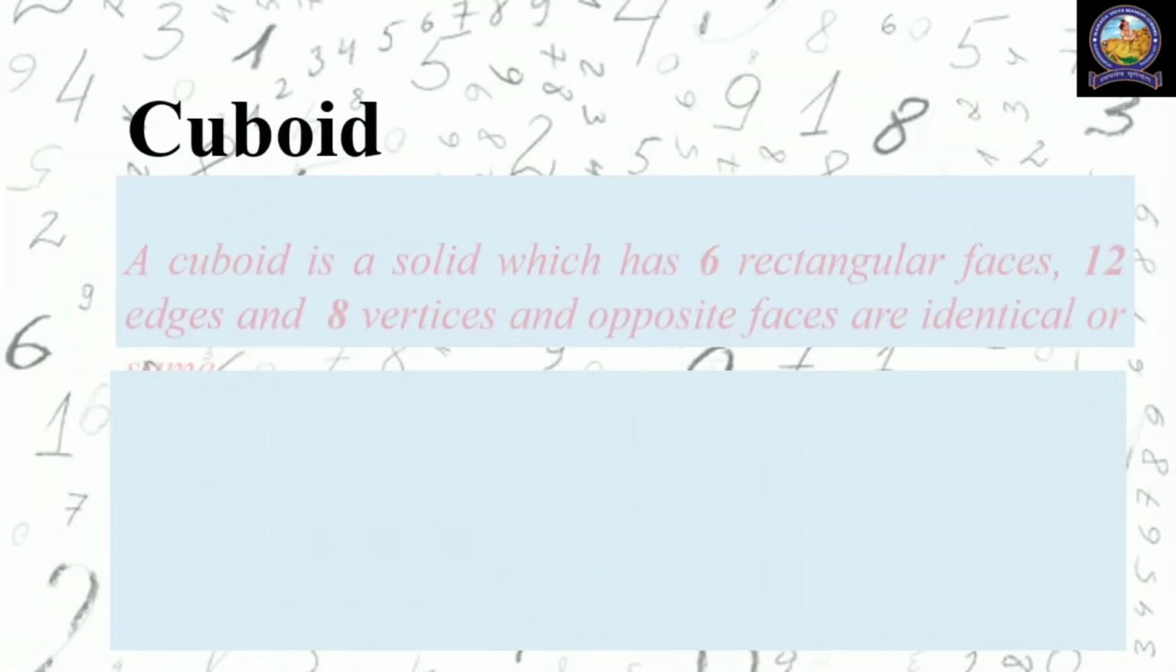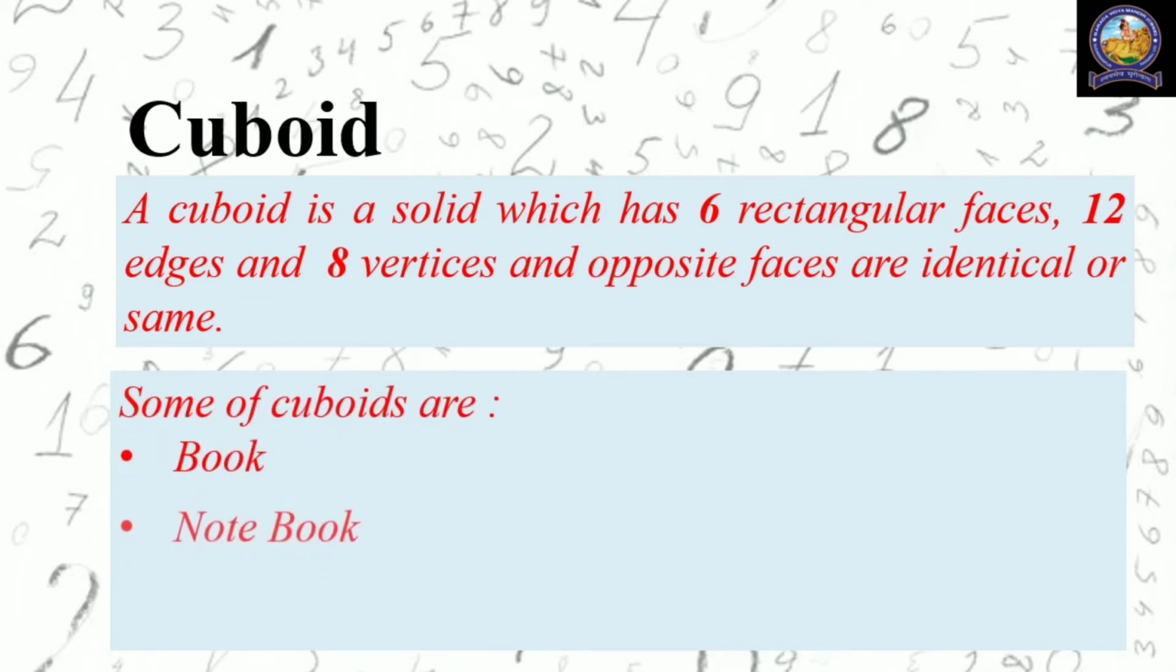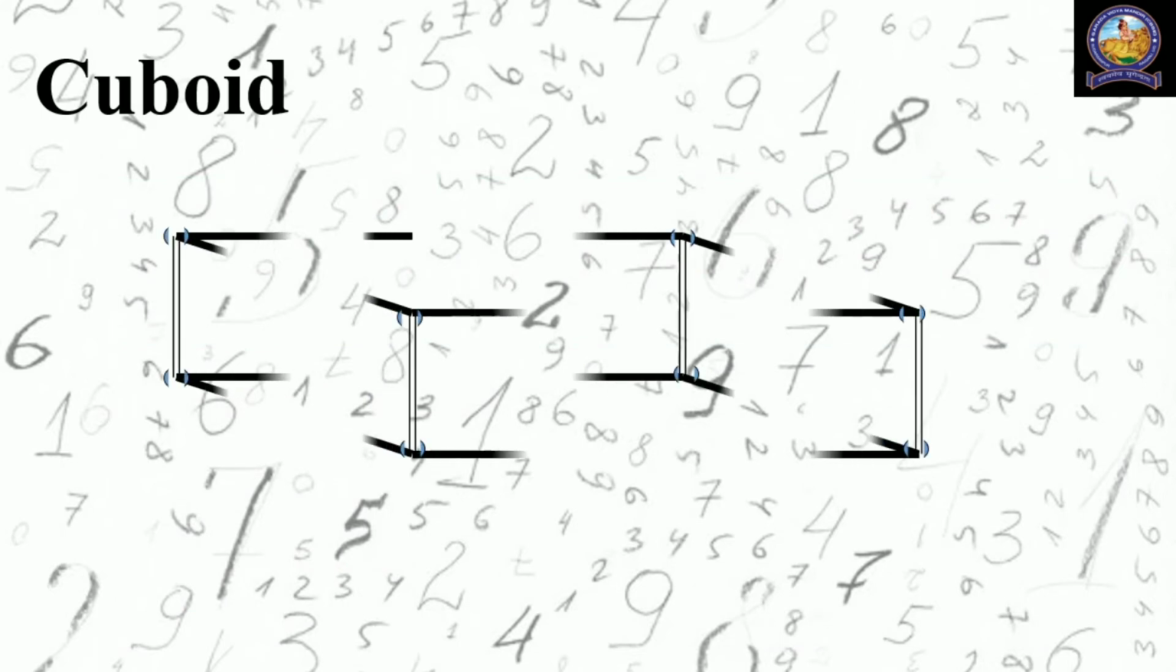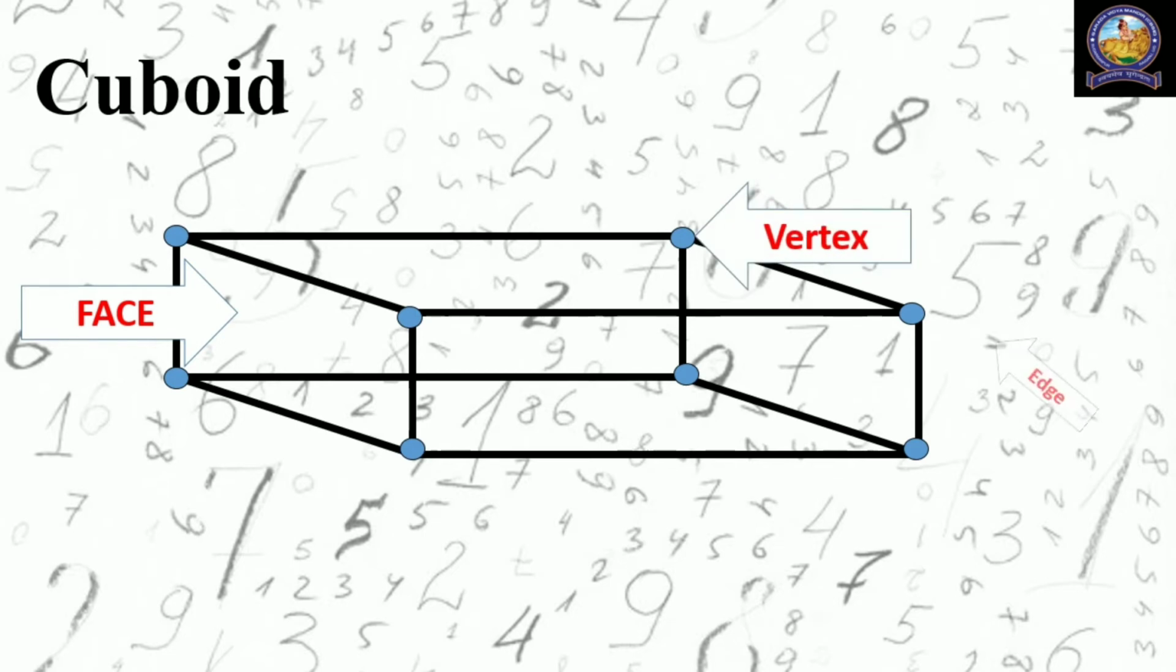Now, cuboid. A cuboid is a solid which has 6 rectangular faces, 12 edges and 8 vertices, and opposite faces are identical or the same. Some examples of cuboids are book, notebook, blackboard, gift box, etc. Here is the diagram of a cuboid: face, vertex and edges.